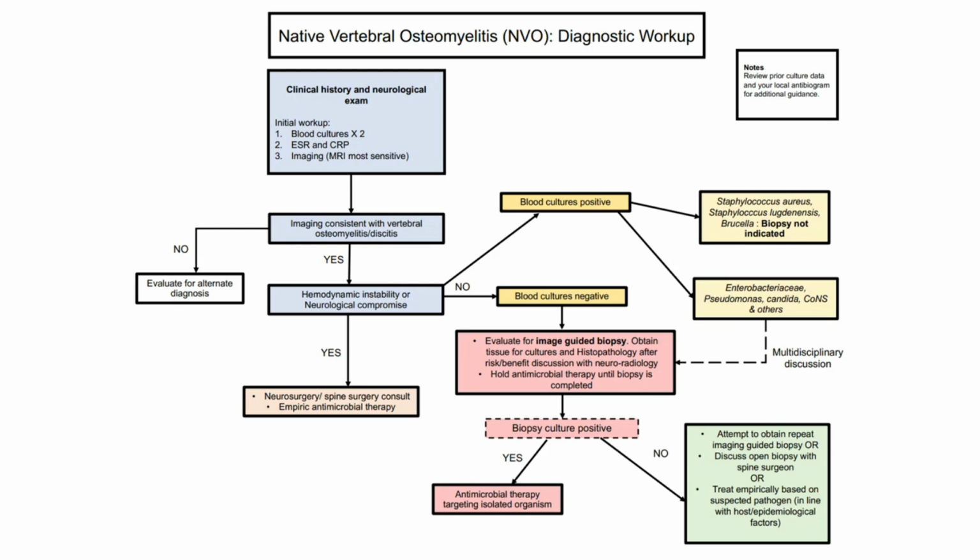If their blood cultures are positive, you're great. Like I said, for Staph aureus and Staphylococcus, which obviously is like Staph aureus also, you don't need biopsies. But if not, then you do need biopsy. What if their blood cultures are negative? Then obviously get an image-guided biopsy, get the tissue for cultures, get it for histopath.